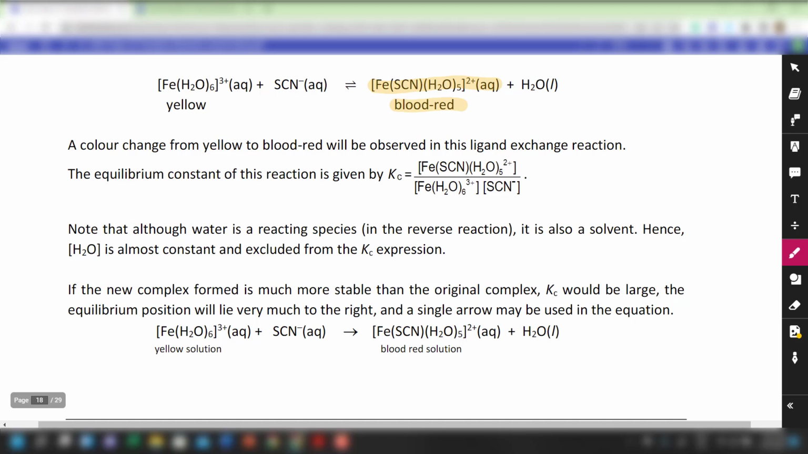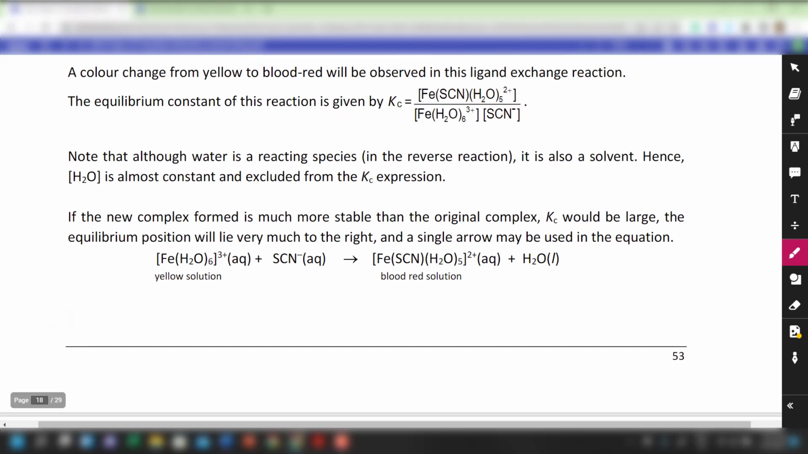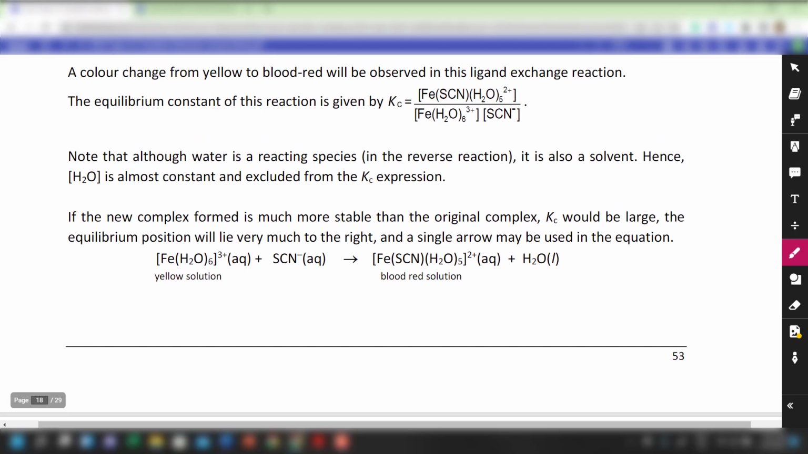Okay, yeah, so because water is the ligand, it is also a solvent, so the concentration of water is a constant, so it's not involved in the Kc expression. I think we learned that in the topic on chemical equilibrium. Okay, yeah. So the Kc is large. It is likely to be very large, so the reaction will be driven to completion. Okay, so usually we represent it with a single arrow over here.